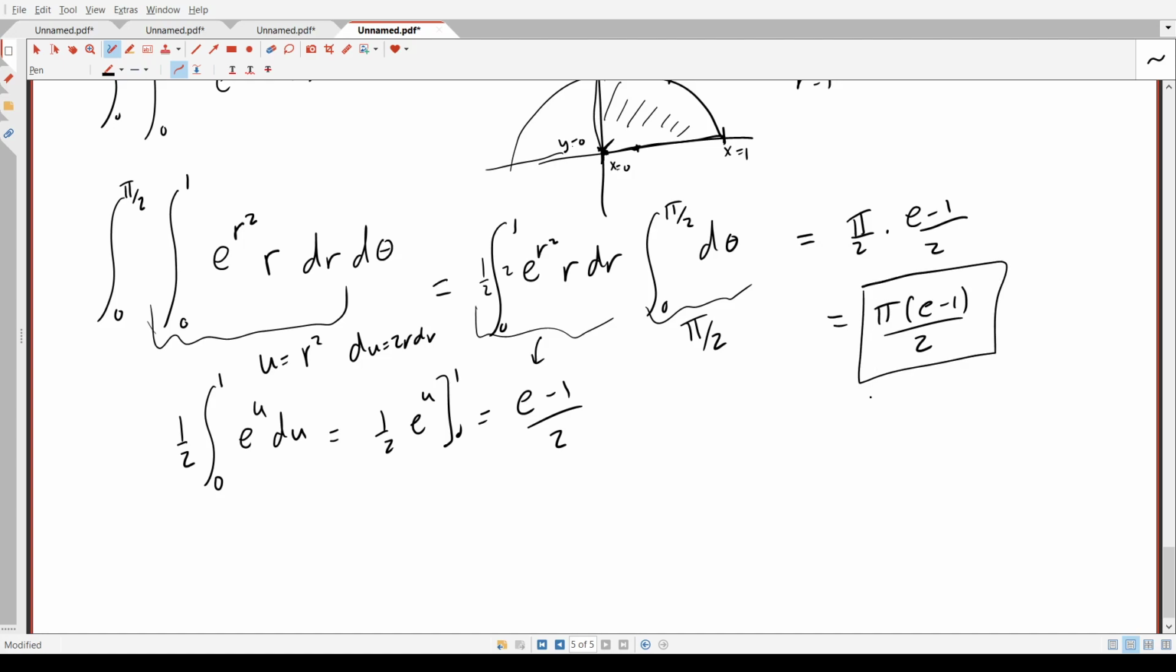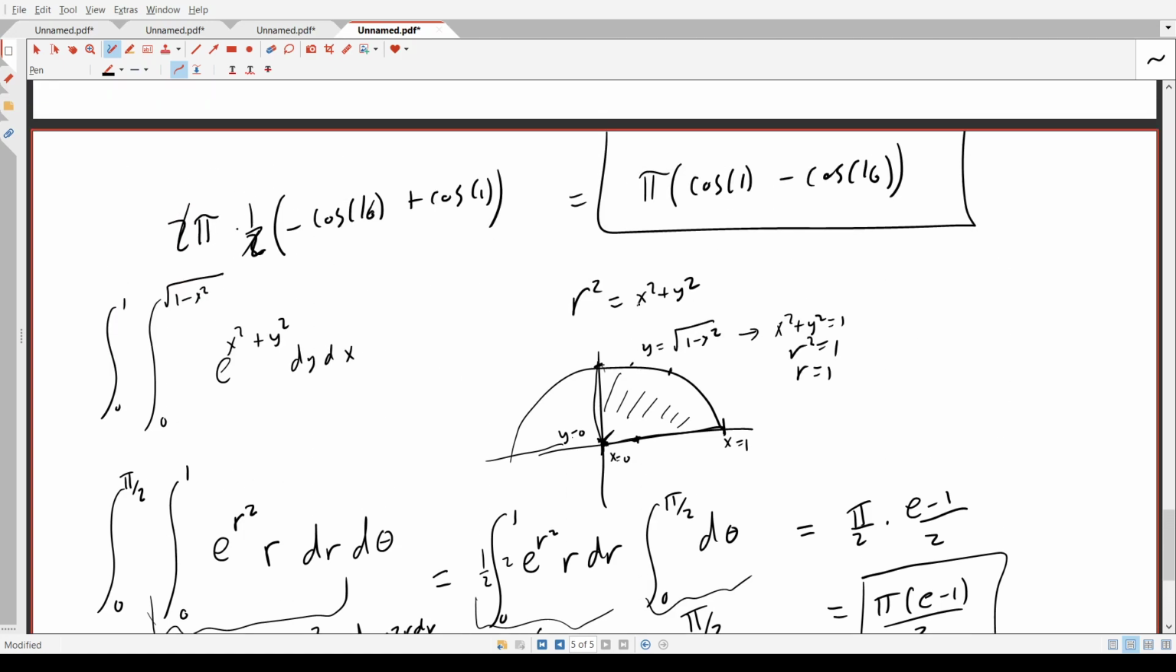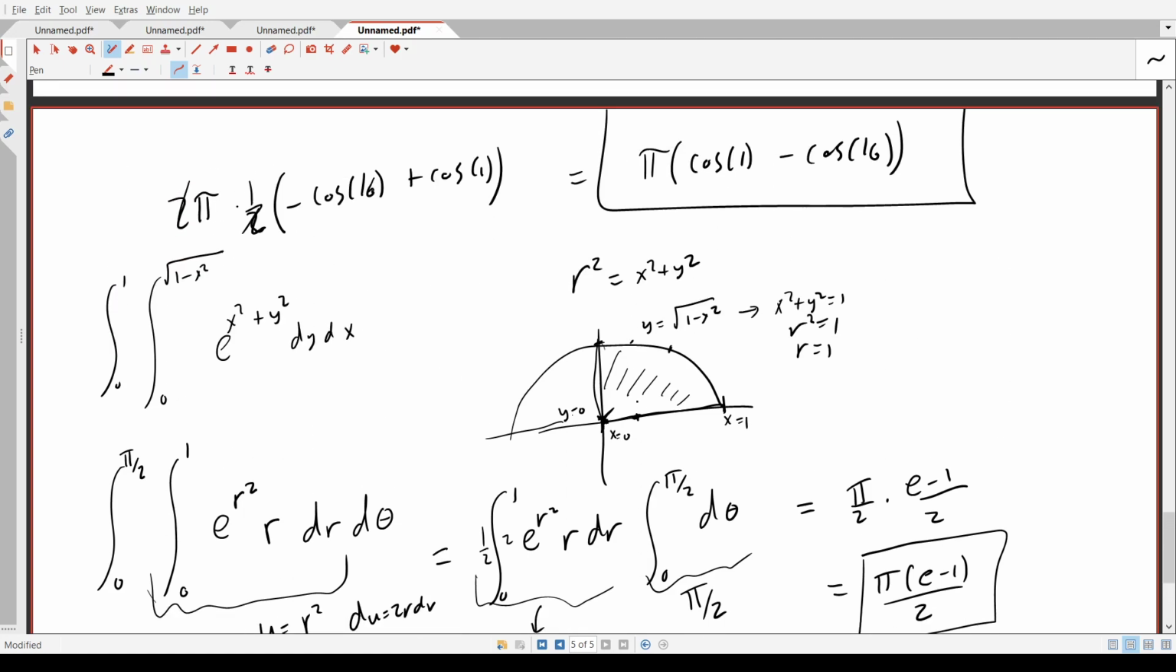Okay, so biggest hint on these, draw the region that you are trying to integrate over. Okay, I cannot imagine trying to do these problems without drawing the region. If you're not trying to draw the region and you're trying to do it in your head, I'm fairly confident that you're going to make a mistake. Okay, so draw the region.